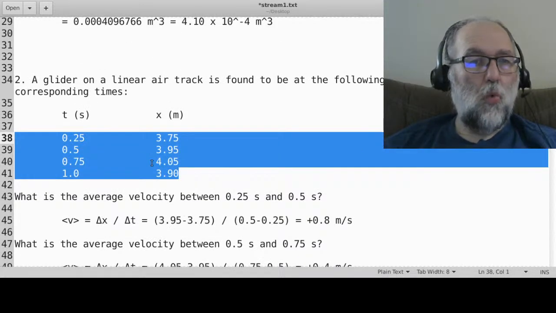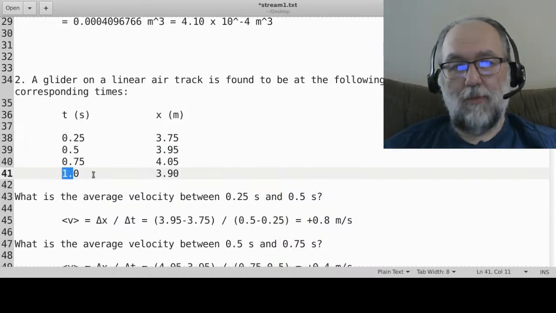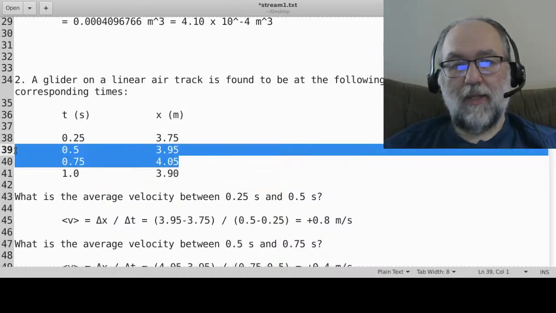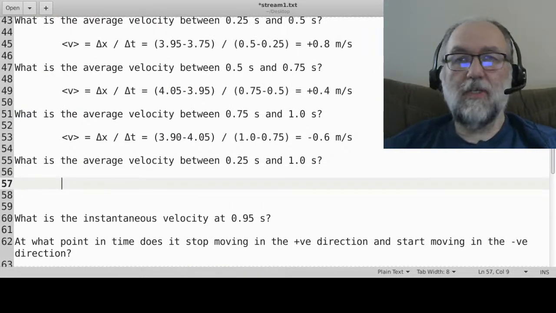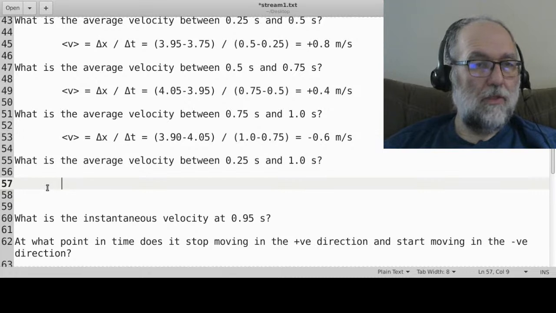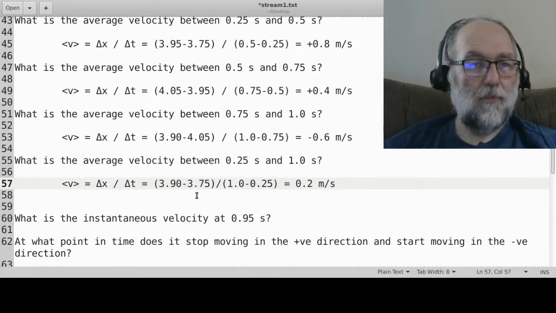1? In other words, what's the average velocity from this one as the beginning point and that one as the end point, skipping the middle points in between? The formula is the same, but you'll see that the answer is kind of interesting. So here's that answer right there.